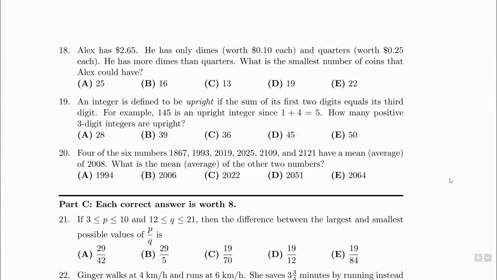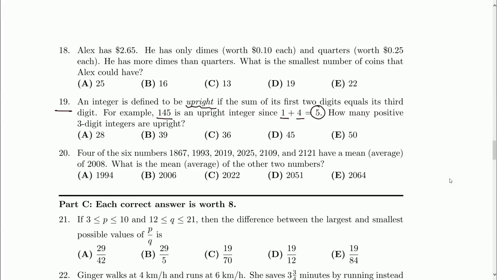Hope you're all doing well, and hope you're all as eager as I am to start question number 19 on our Pascal paper. An integer is defined to be upright if the sum of the first two digits is equal to its third digit. For example, 145 is upright because the first two digits, 1 and 4, add up to the third digit, 5. How many positive three-digit integers are upright?